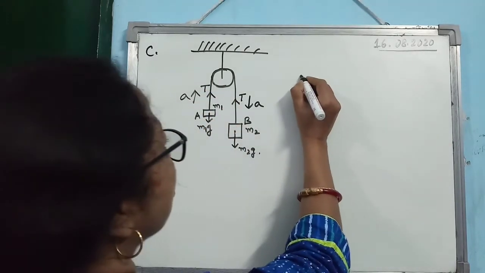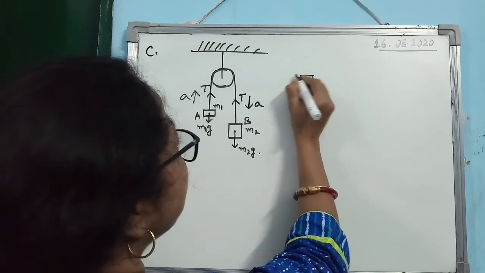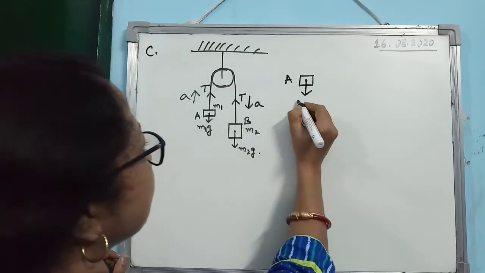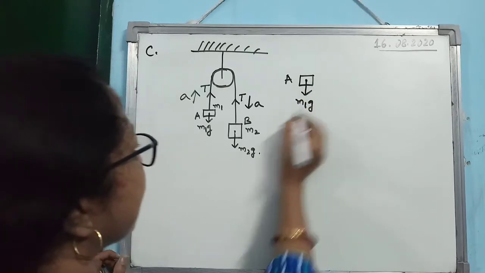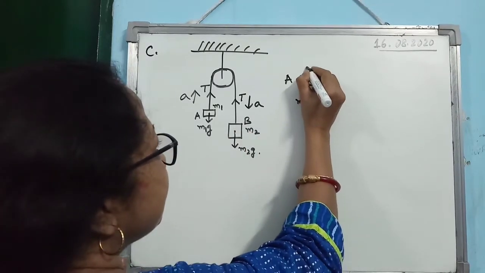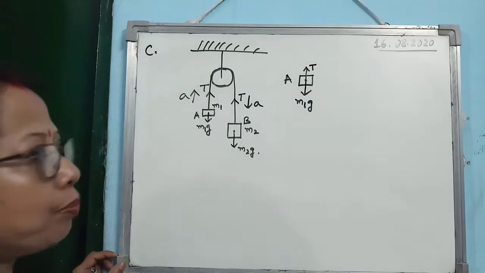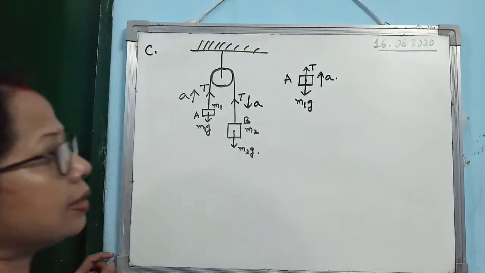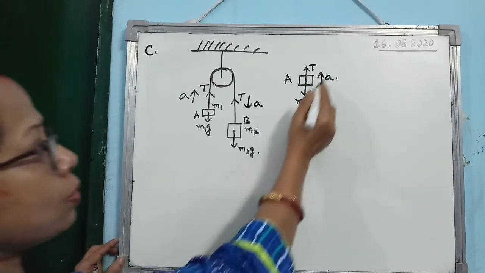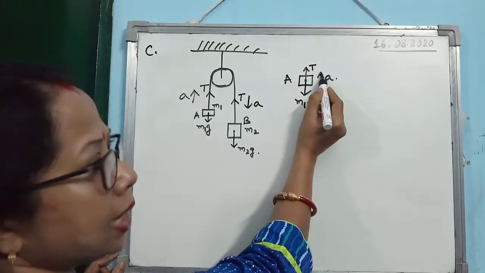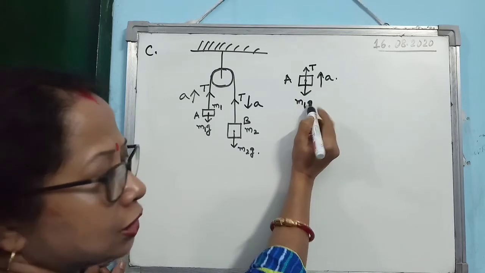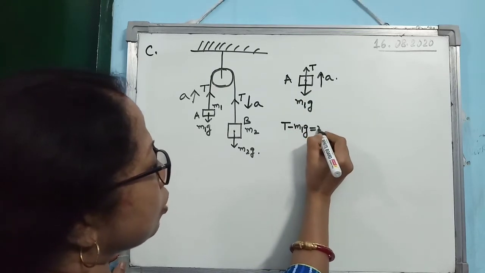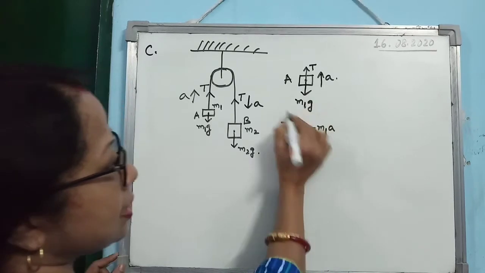Now if you draw the free body diagram for A, you see this is the mass. What are the forces acting? M1G is acting in the downward direction, tension T is acting in the upward direction, and the body is having acceleration A in the upward direction. So T is bigger than M1G. So you can write T minus M1G is equal to M1A. Is that clear?